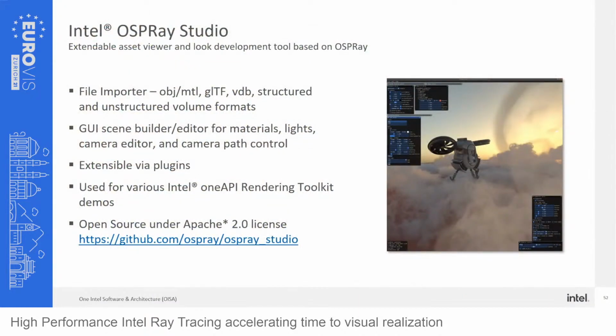And we also have OSPRay Studio, which is an extensible asset viewer and look dev tool. Studio can be used to load and view assets from multiple file formats such as OBJ, GLTF, VDB, raw volume data for use with OpenVKL. And the UI provides basic functionality for building a scene and setting up materials. We use it regularly for our own tech demos at SIGGRAPH and other conferences, and it's available out in the open, as is all the code that we offer.